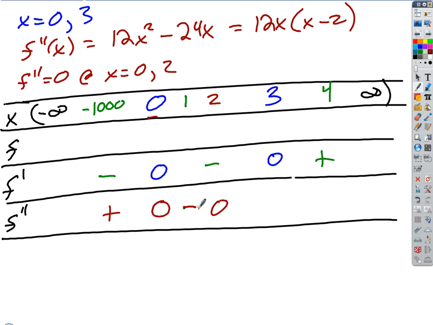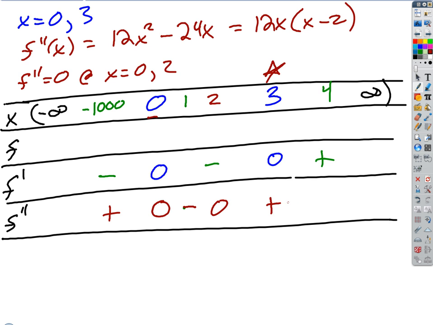Do I need a test point up here? No, I can just use 3, because 3 is not a critical number of the second derivative, so I can use it as a test point. I'm going to put a star by that because that's an important idea. So at 3, what do we get? Positive times positive gives me positive.